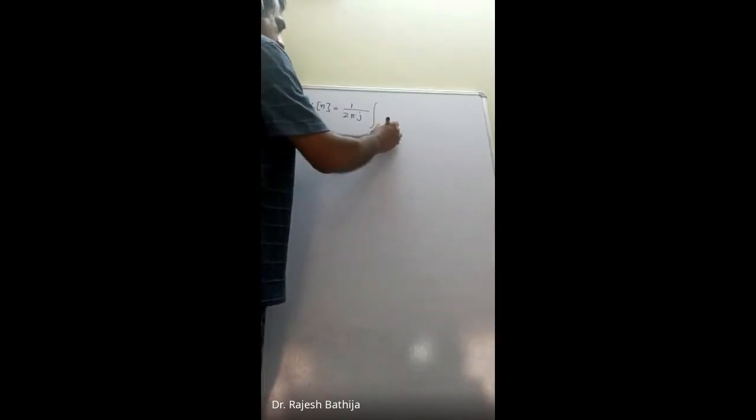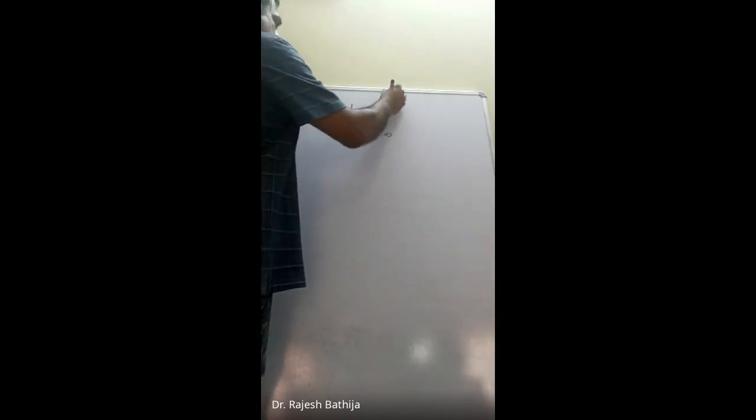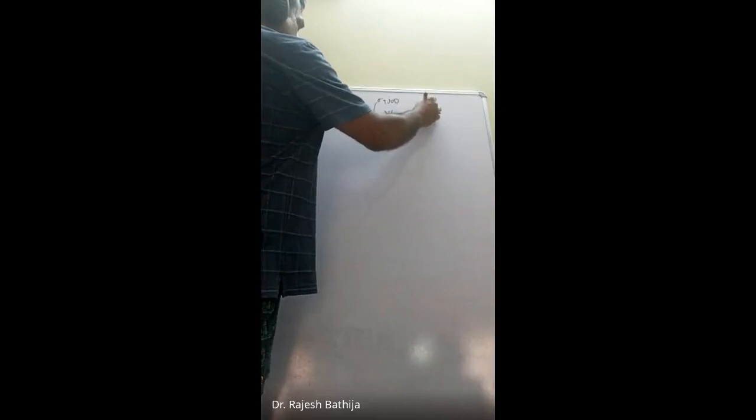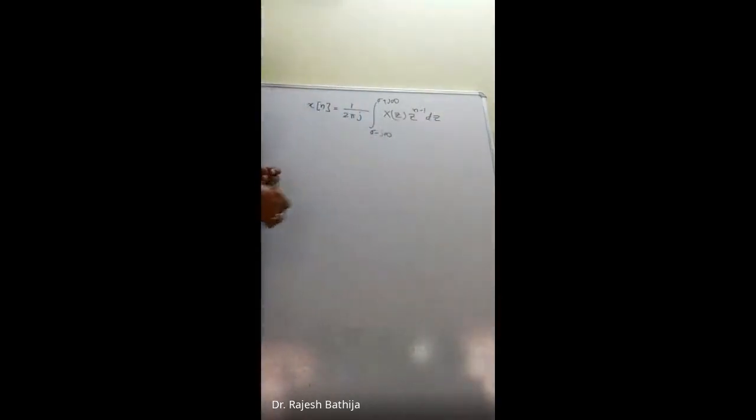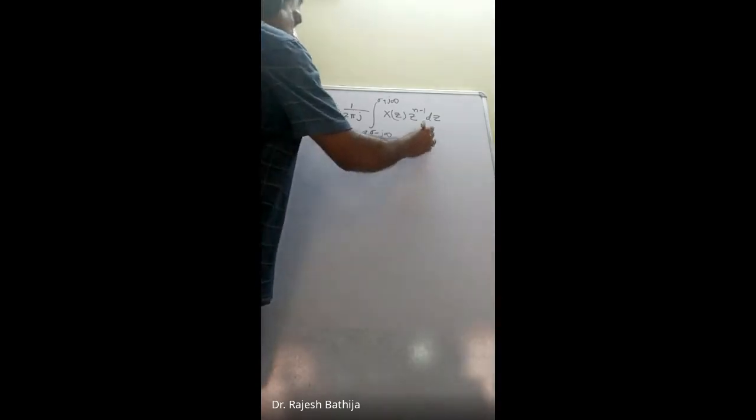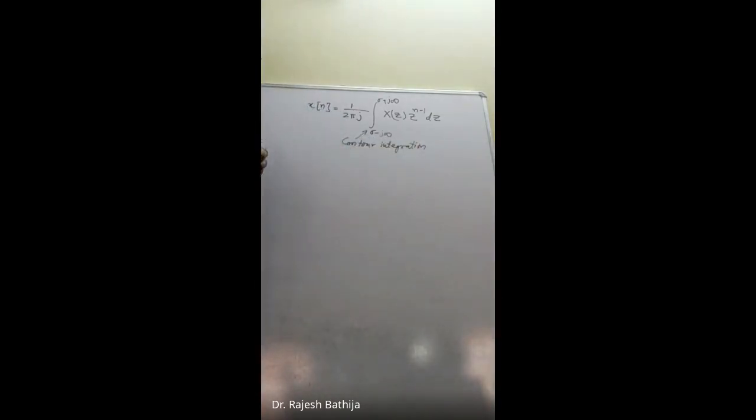Sigma minus j infinity to sigma plus j infinity X(z) z to the power n minus 1 dz. This is, by definition, the inverse Laplace transform. But we will not use this transform as this integral is contour integration. So it is beyond the scope of our signals and systems course to consider this contour integration.